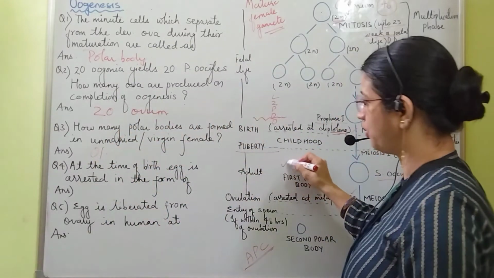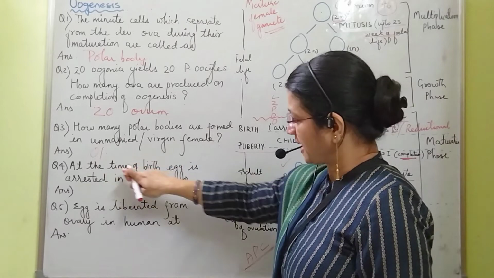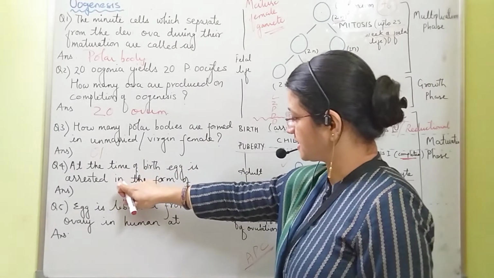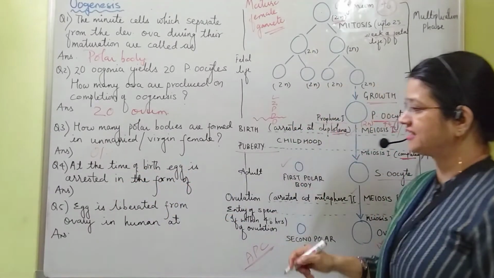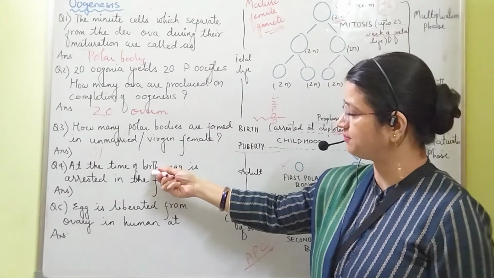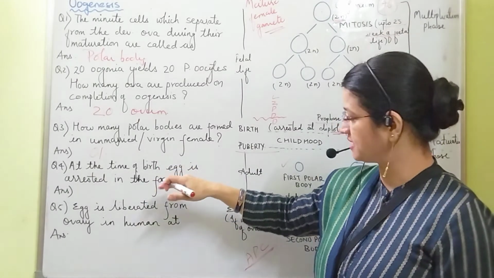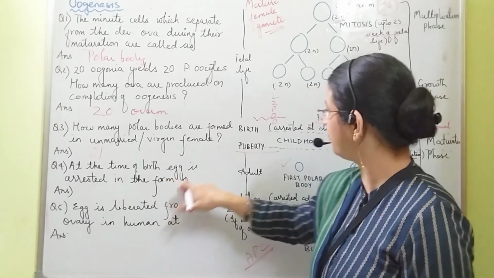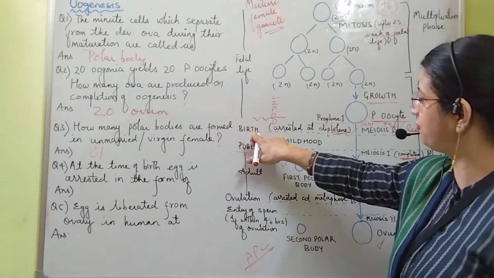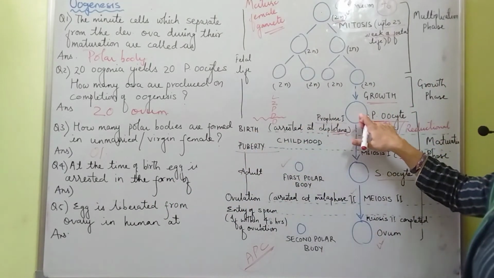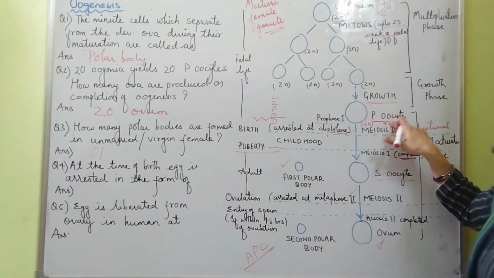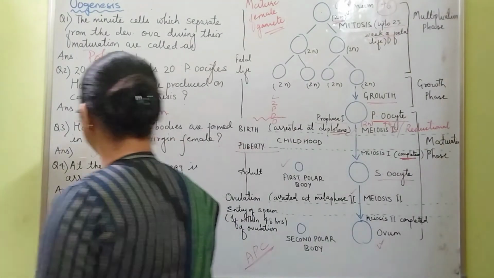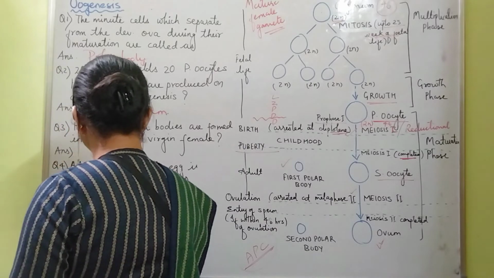only one polar body. At the time of birth, egg is arrested in the form of? When the birth of a female takes place, the egg is arrested in the form of primary oocyte. So here the answer will be primary oocyte.